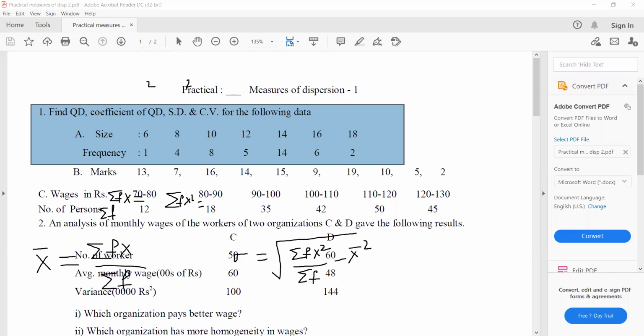We are getting sigma fx as 506 and sigma fx square, oh sorry, the total was 6740. And sigma fx is 506. So mean becomes 506 divided by 40, which is equal to 12.65.